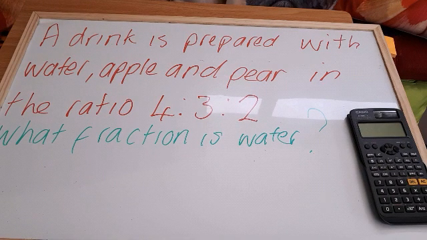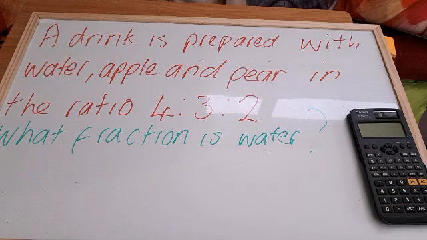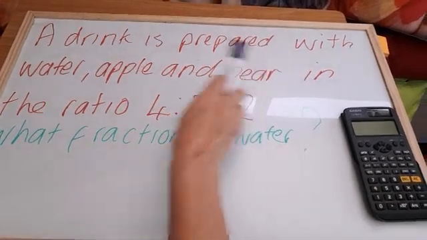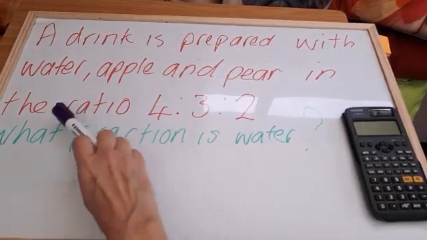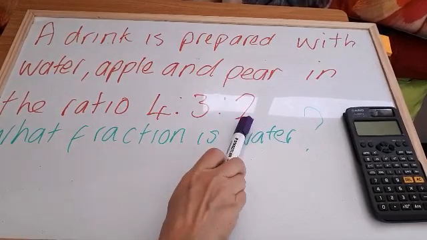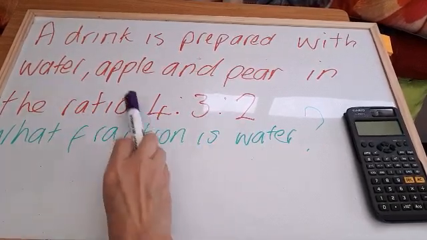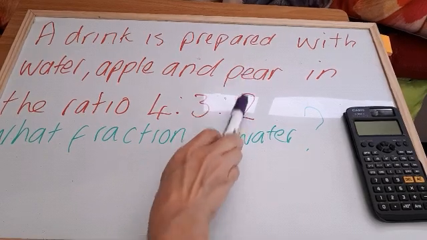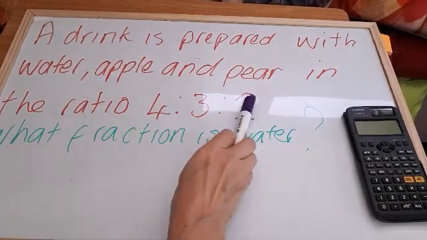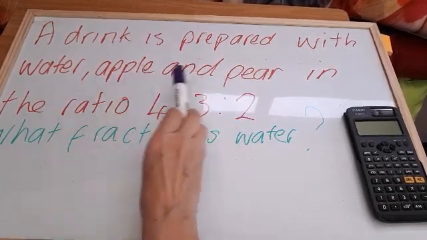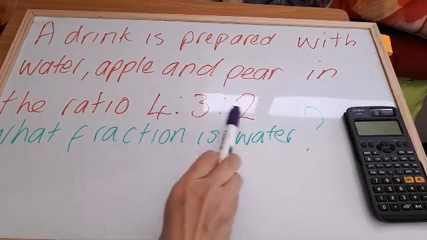This question looks at a ratio that's in 3 parts, and it's telling us that a drink is prepared with water, apple and pear in the ratio 4 to 3 to 2. Here's the water 4, the apple 3 and the pear 2. You must keep it in order. Water, apple, pear, water, apple, pear.